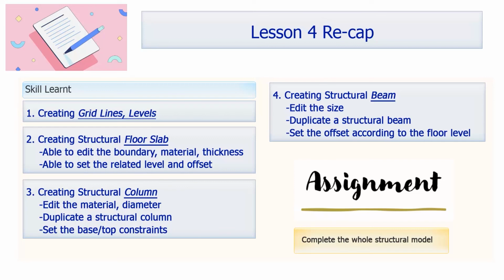From lesson 1 to 4, we learned a lot of structural modeling skills, such as creating grid lines, floor slab, column, and beam. On top of that, we now are able to edit them in size, diameter, material or other constraints. After this lesson, you should complete the structural model. Also, you can finish it with the structural drawings.